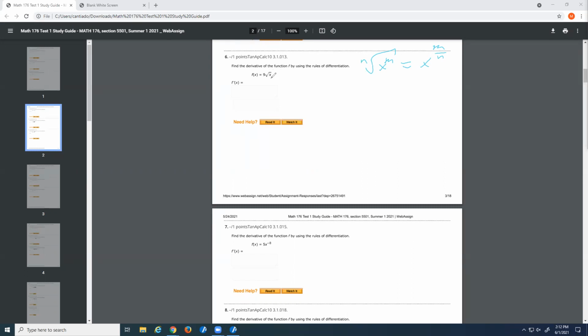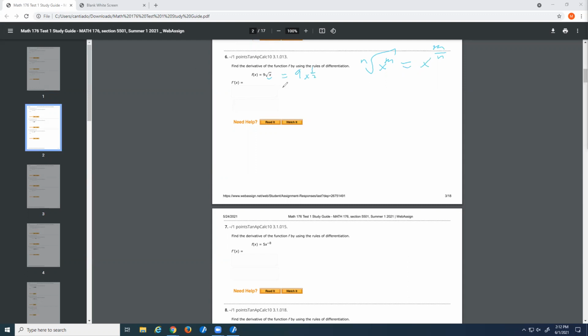So in this case, the root doesn't have any index. That means that it's a square root, so n is going to be 2, and x is just the first power underneath the square root, so m is going to be 1. So this is just going to be the same thing as 9 times x to the 1/2. And then from here, we can just use our power rule.